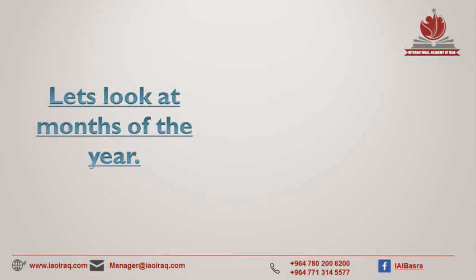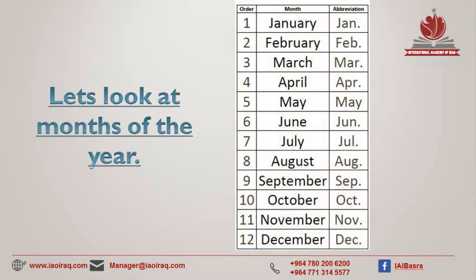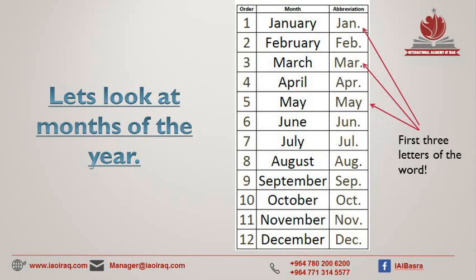Let's look at months of the year. Okay, so January, February, March, April, May, June, July, August, September, October, November, December. So you guys should know the order of the months of the year. But if you look at the column on the right, look at the abbreviation. It's quite easy to learn them because it's just the first 3 letters of each word. So January becomes Jan, February becomes Feb, and so on and so on.